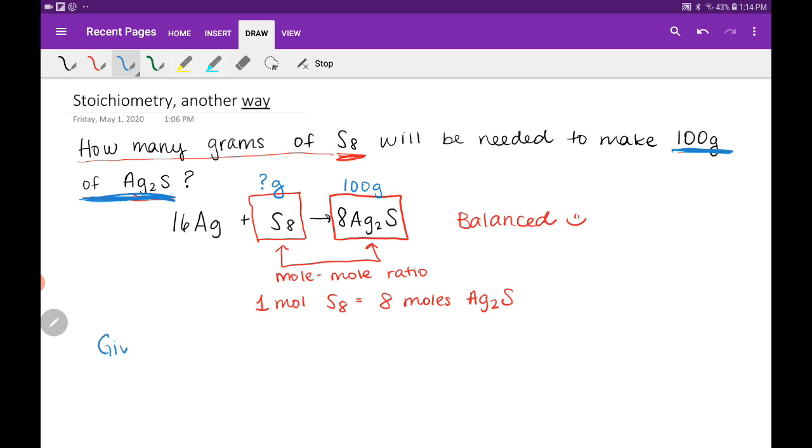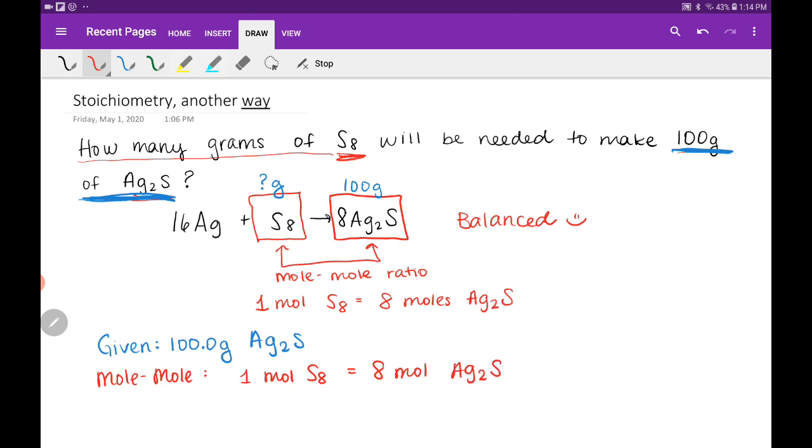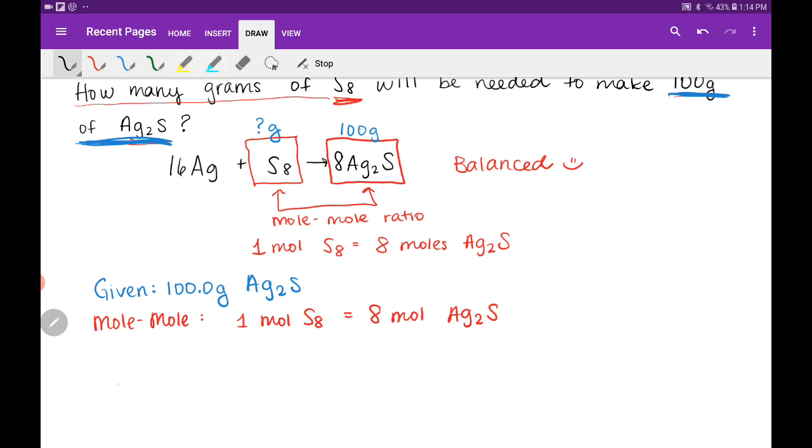So we know that we are given 100 grams of Ag2S, and we know that's how we're going to start the problem. And we know that the mole-mole ratio that we have to use in order to compare our 2 chemicals is 1 mole of S8 equals 8 moles of Ag2S. Okay, so now that we have those 2 pieces of information, now we can set up our ladder.